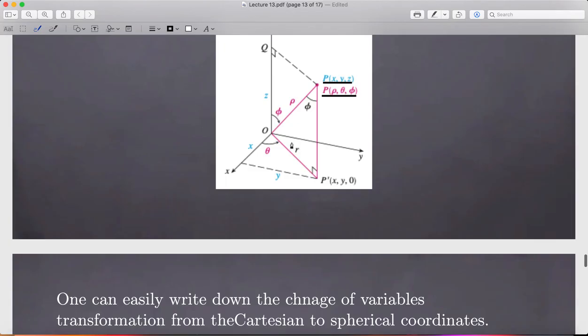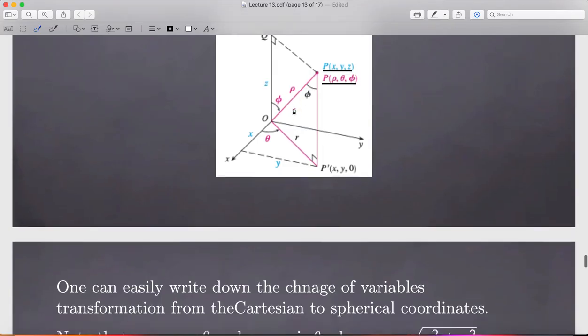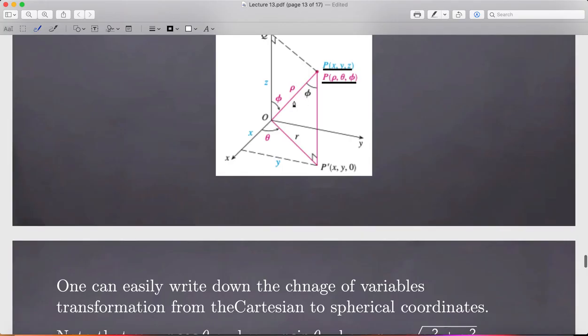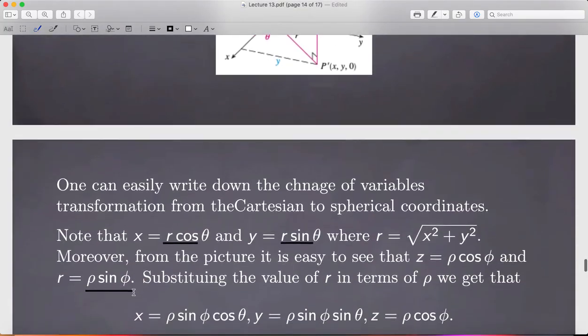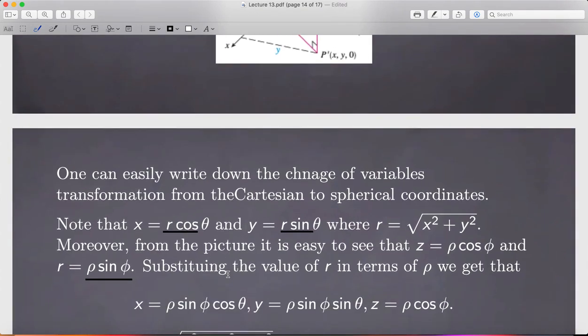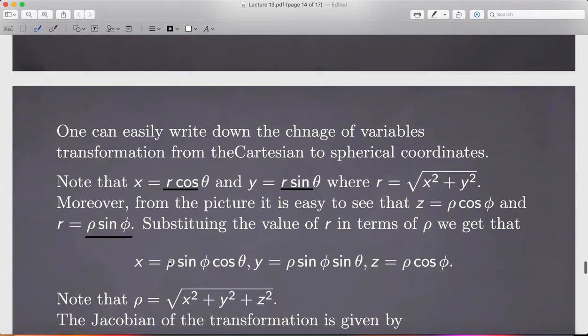You can look at this picture. This is a right angle, this is rho, this is phi. So r is going to be rho times sine of this angle. This is just the triangle rule, nothing new. And so basically you just substitute back the value of r over here. So x is this, y is this, and z, what is z?